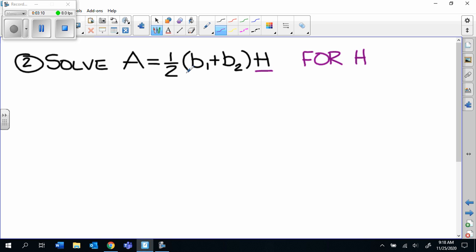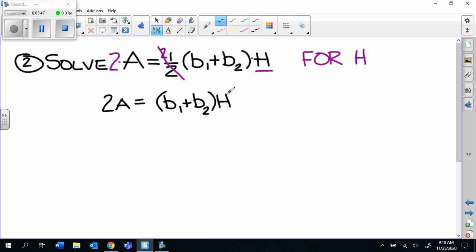So if I want to get h by itself, basically all this stuff in front of it has to get over to the other side of the equal sign. So I think about what the opposite is of dividing by 2, and I can get rid of that fraction by multiplying both sides of my equation by 2, because that's just going to cancel that out. So rewrite if you'd like. We have 2a now equaling parentheses b1 plus b2 times h.